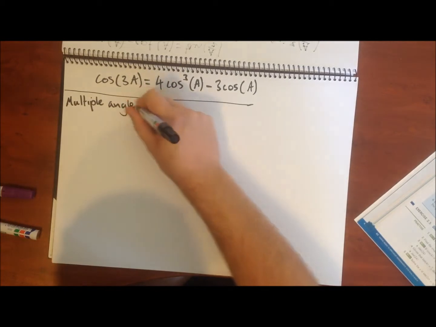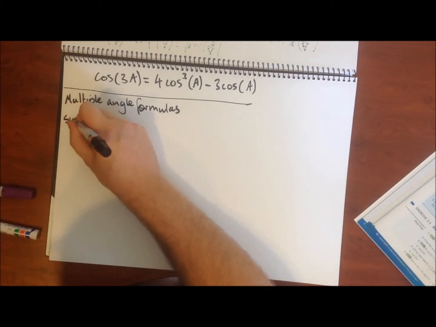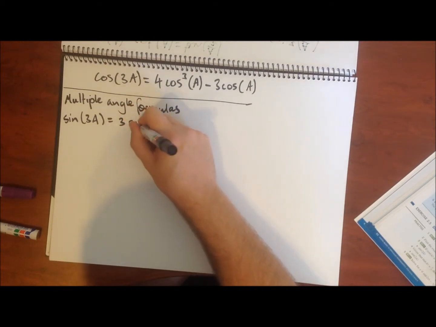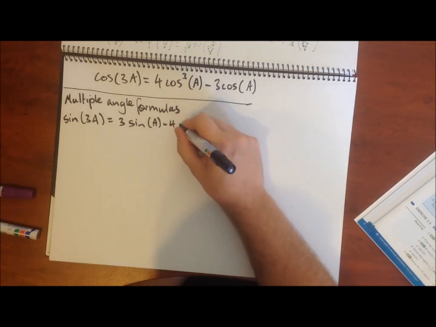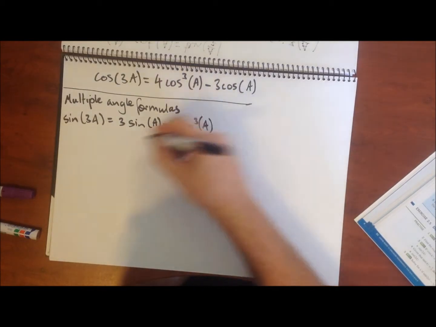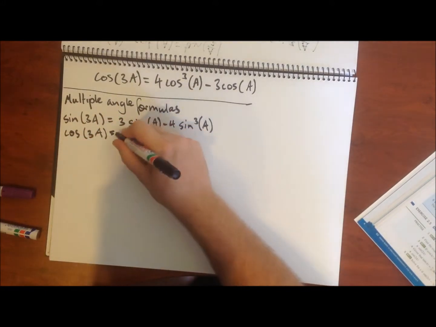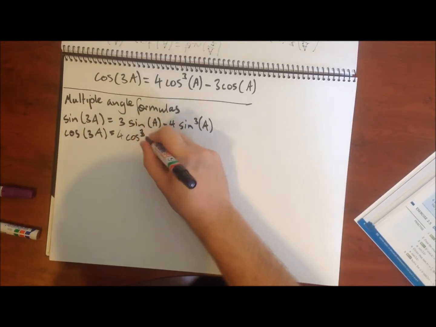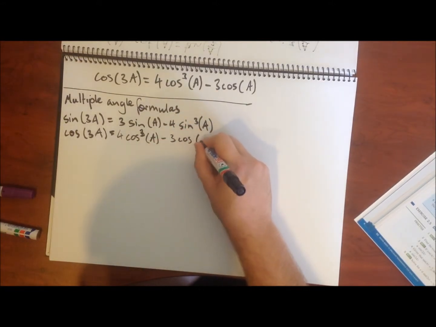Multiple angle formulas. Okay, so we've got sine of 3A equals 3 sine of A take 4 sine cubed of A. Cos of 3A equals 4 cos cubed of A take 3 cos of A.